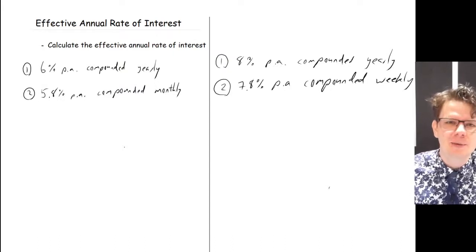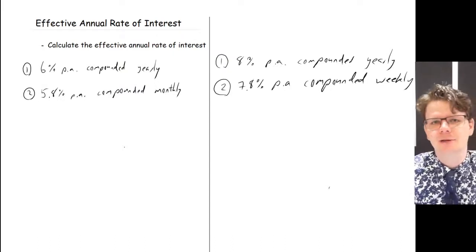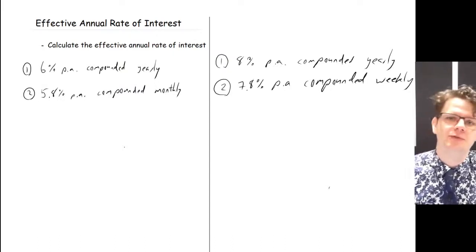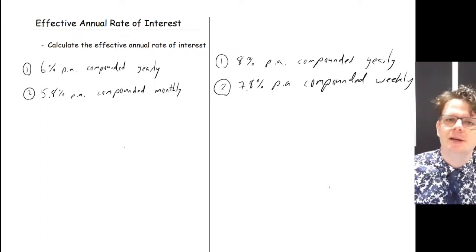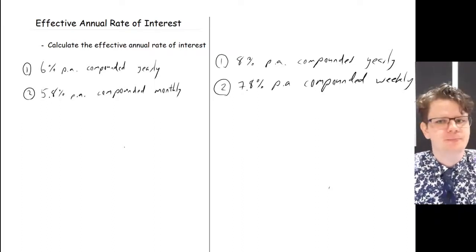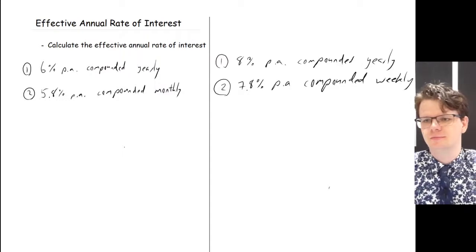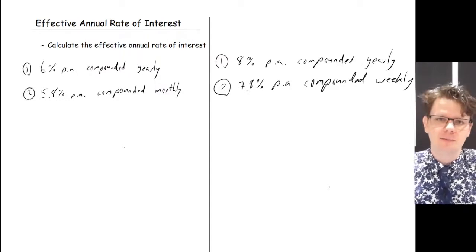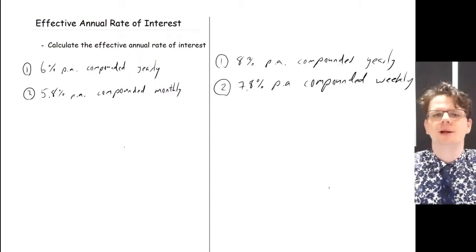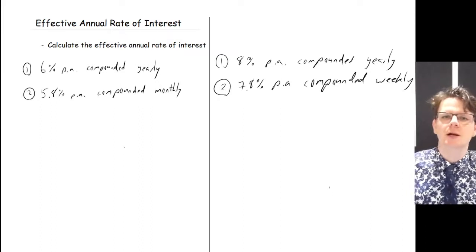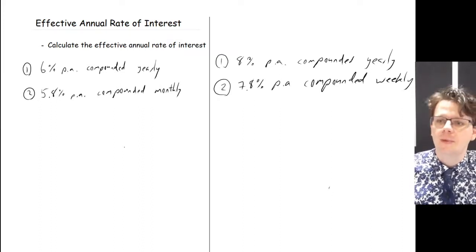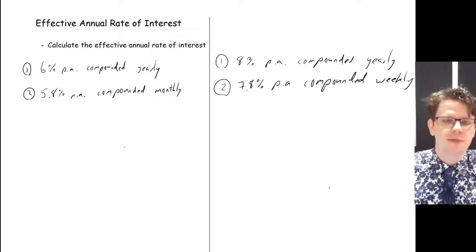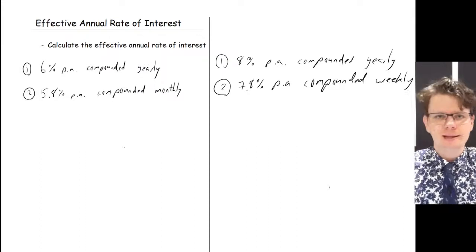Alrighty, so today we're going to be having a look at effective annual rate of interest. Basically, the idea is if I had two different options, 6% per annum compounded yearly or 5.8% per annum compounded monthly, the question is which one's better? Where they're both per annum rates, but they're compounded at different periods. And the question is, I want to know how effective the monthly one is as though it was compounded yearly.